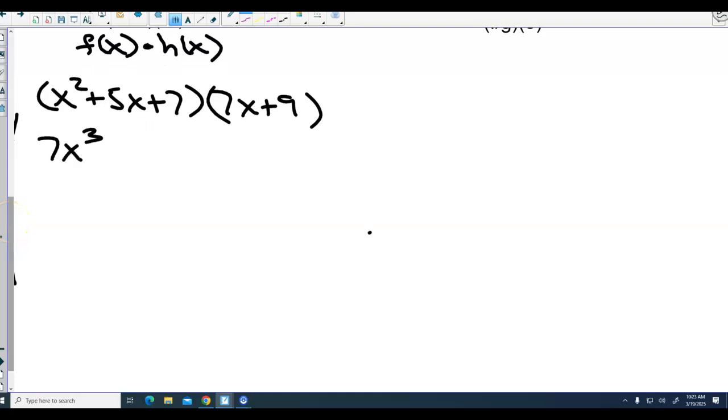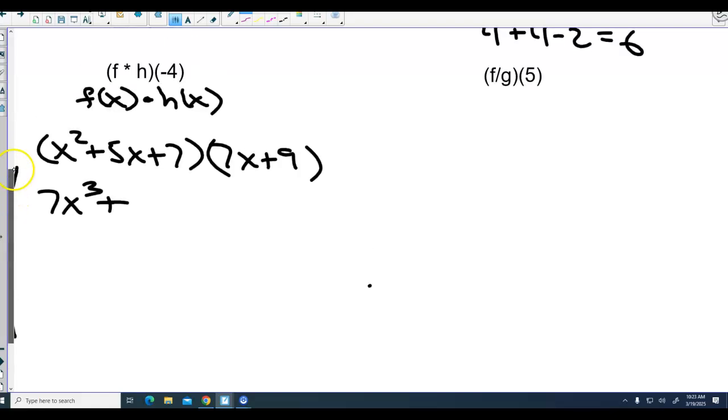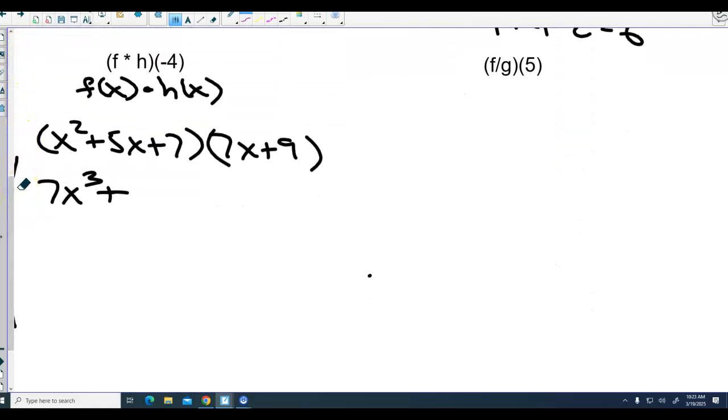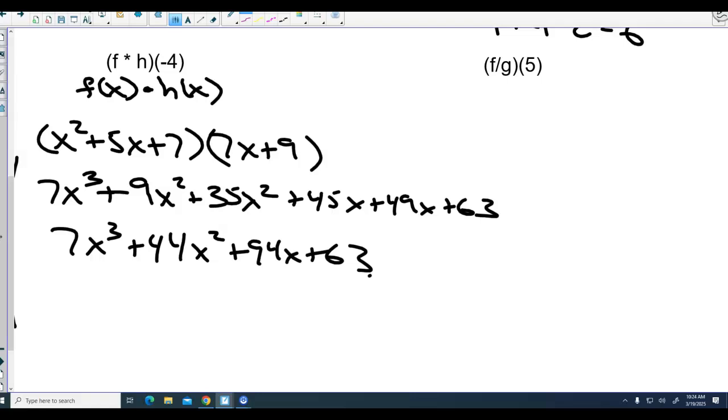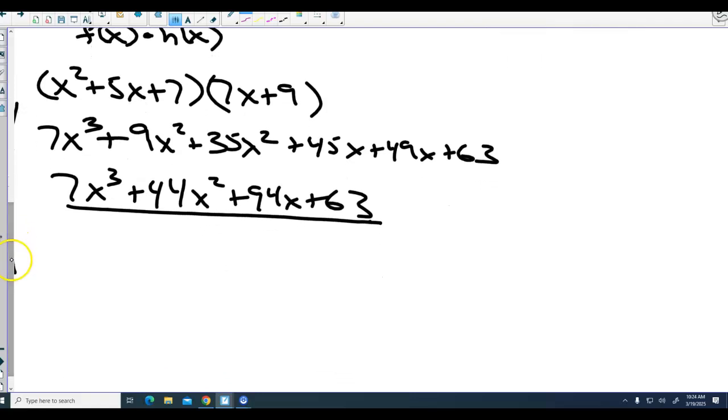we're going to go 7x cubed plus 9x squared plus 35x squared plus 45x plus 49x plus 63. When I combine my like terms, 7x cubed plus 44x squared plus 94x plus 63. And now I'm going to plug negative 4 in for my x. So this right here is the answer to f of x times h of x. If they give you a negative 4, we're going to plug that in.